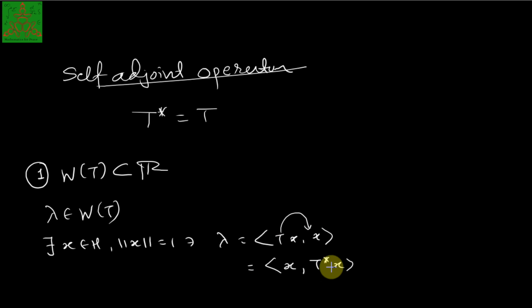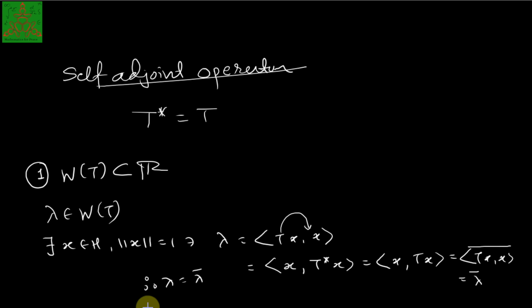Since T is self-adjoint, we have ⟨x, Tx⟩. If you interchange, this is ⟨Tx, x⟩ conjugate, which is lambda conjugate. So hence lambda is the same as lambda conjugate, which only happens if the value of lambda is a real number. So that means lambda belongs to the real line. That's why we can say that the numerical range is always a subset of the real line.